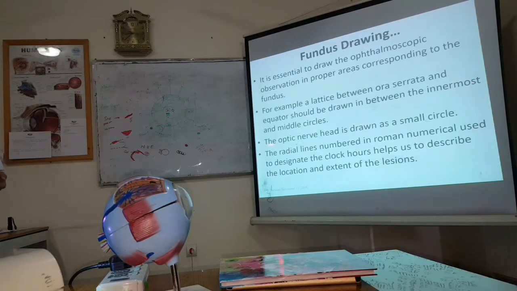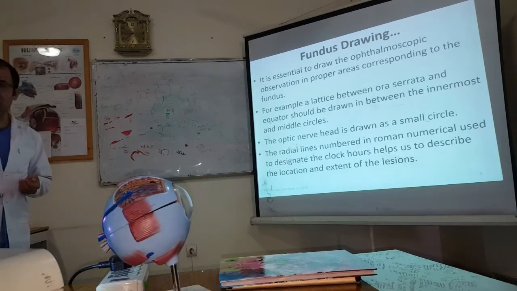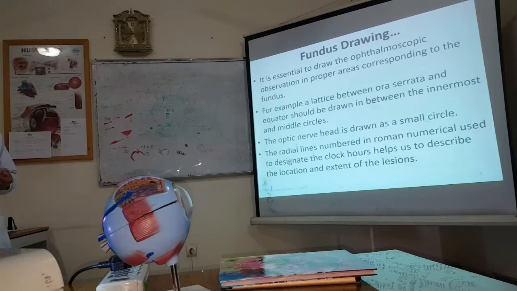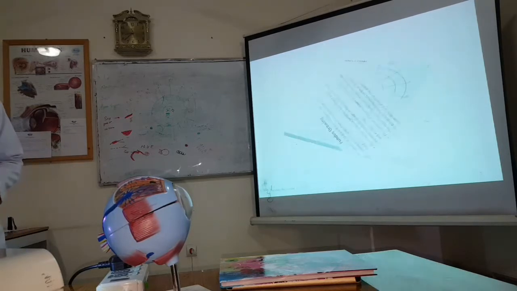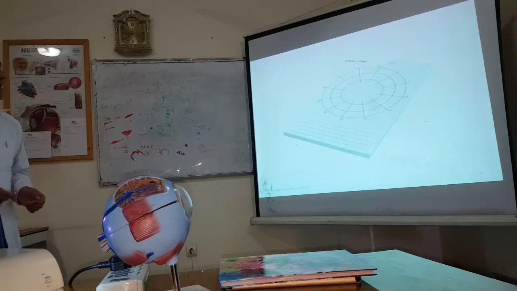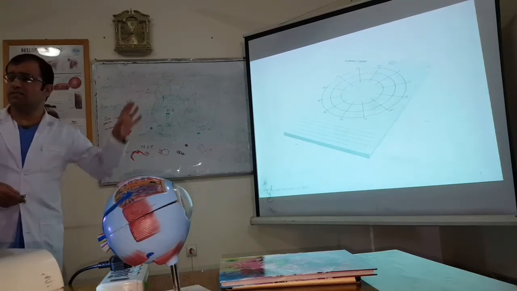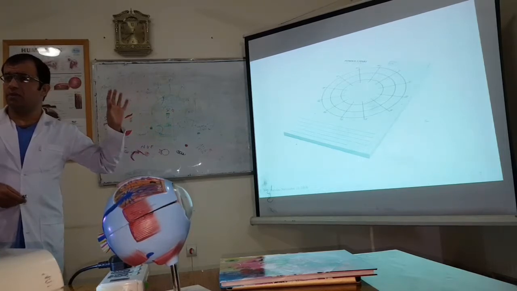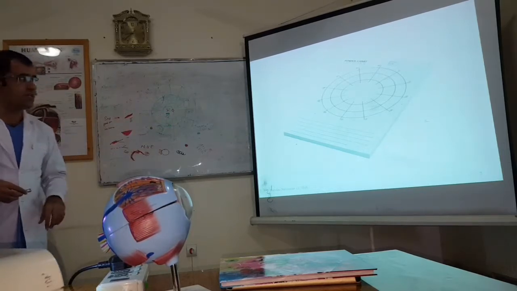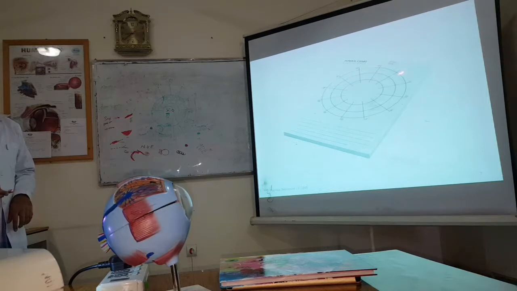And another thing, the optic nerve is always drawn on the small circle. Later on I'm going to talk about that in detail. And also the lines which are numbered in Roman numerals represent the clock hours, as we discussed before in B scale. We said the clock hours are going to be 12, 1, 2, 3, and all of them. They represent our clock hours.